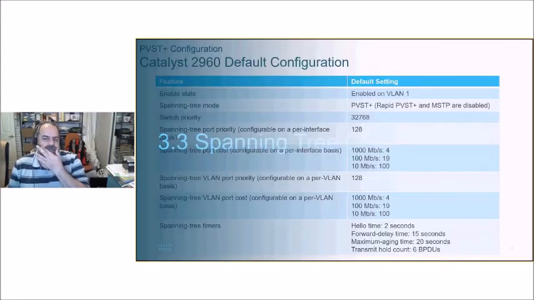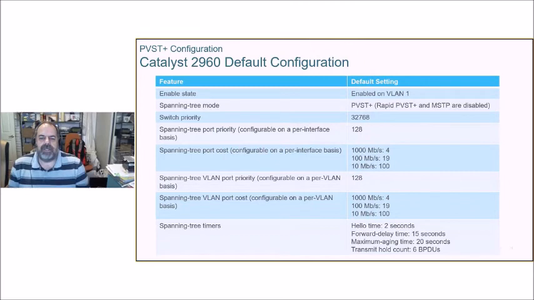Okay, so how do we configure it? Default configuration, you only have one VLAN, and so it is enabled. It's per VLAN spanning tree. It's not rapid per VLAN spanning tree. And so the switch priority, of course, is 32768, and the port priority is 128, and so the costs are 19 and 100 for the different port speeds that are available. Spanning tree port priority, 128 on everything.